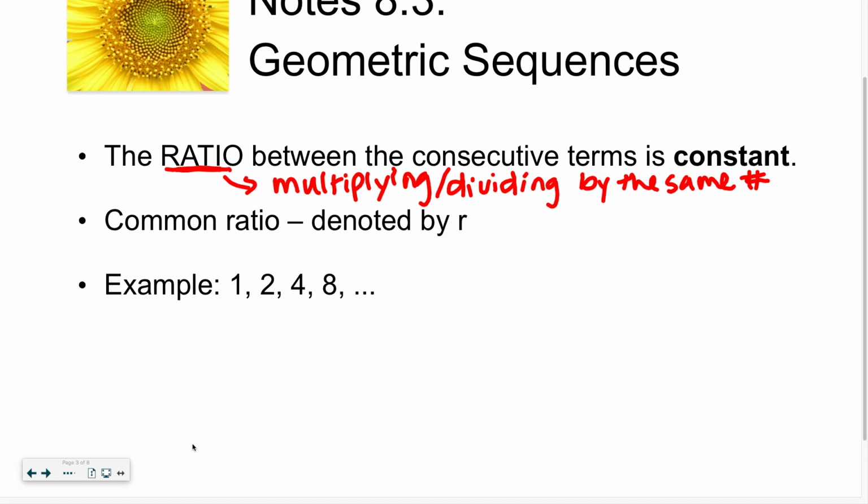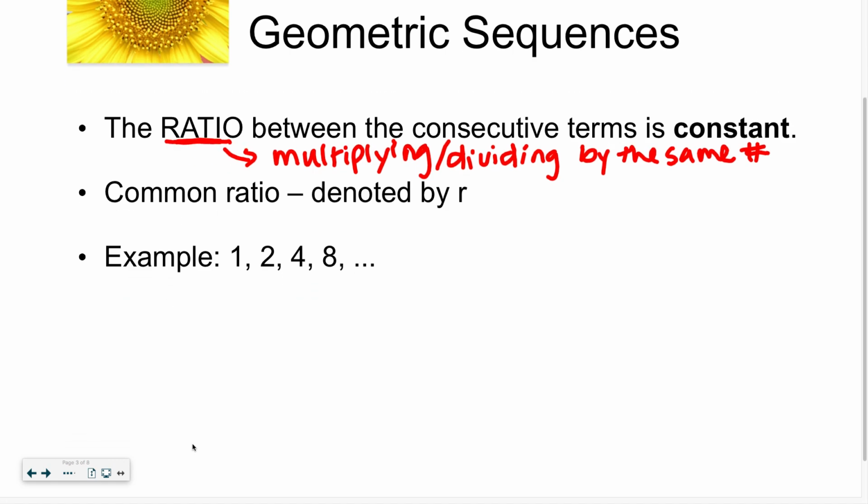And then here's an example of a geometric sequence, 1, 2, 4, 8. You can tell it's geometric because why? You're multiplying by 2 every time. So you do times 2, times 2, times 2. So would you agree that r is 2?